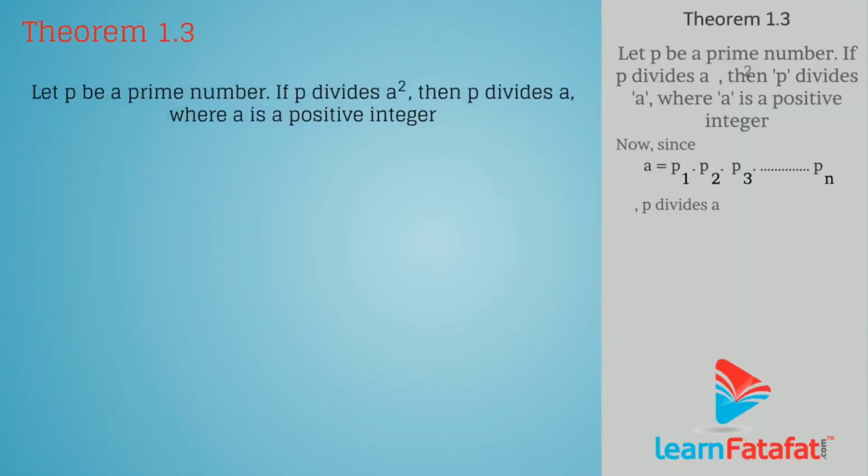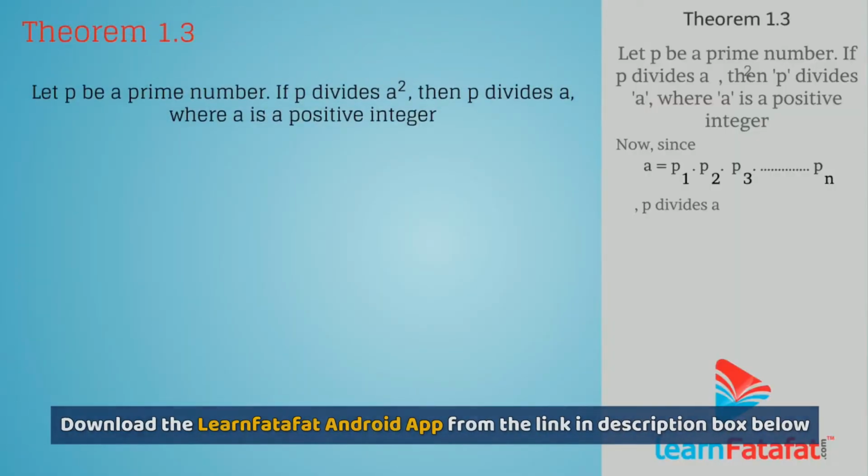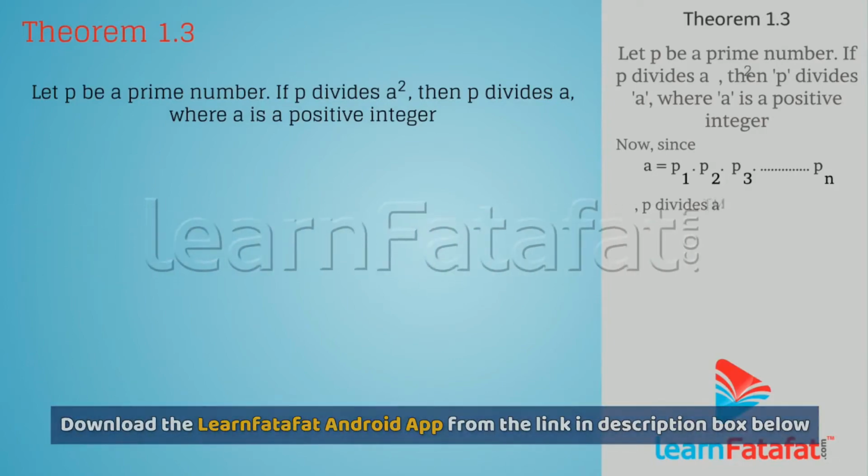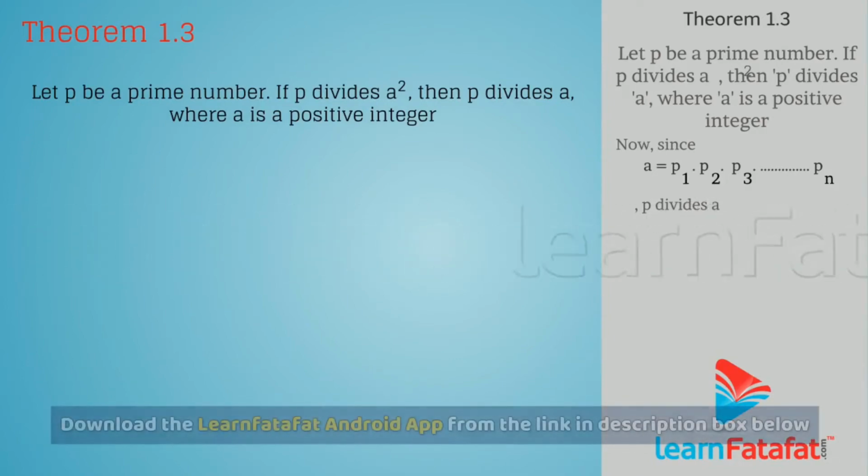Stated as, let P be a prime number. If P divides A square, then P divides A, where A is a positive integer.